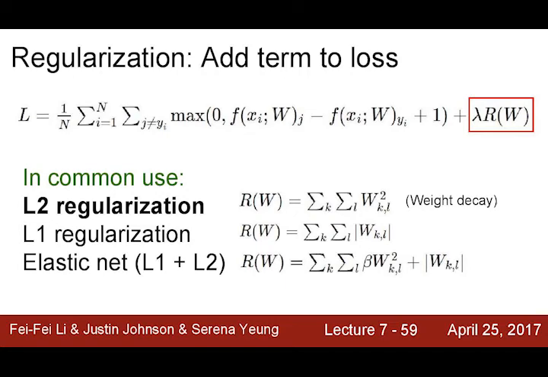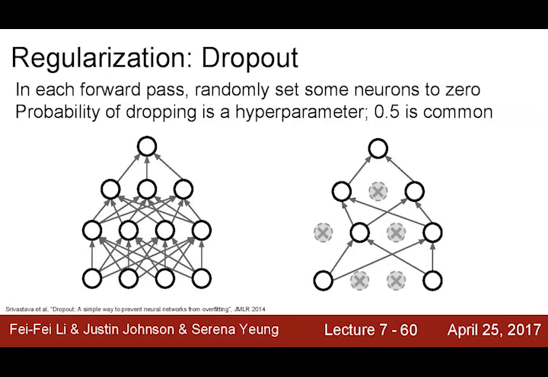레귤러라이제이션의 기본 아이디어는 람다 RW와 같은 모델의 컴플렉시티를 반영하는 term을 로스를 계산하는데 포함하는 것입니다. 이전에 L2 레귤러라이제이션에 대해서 학습한 적이 있는데, 뉴럴 네트워크에서 사용되는 다른 레귤러라이제이션에 대해서 알아보도록 하겠습니다. 많이 사용되는 레귤러라이제이션으로 드롭아웃이 있습니다.